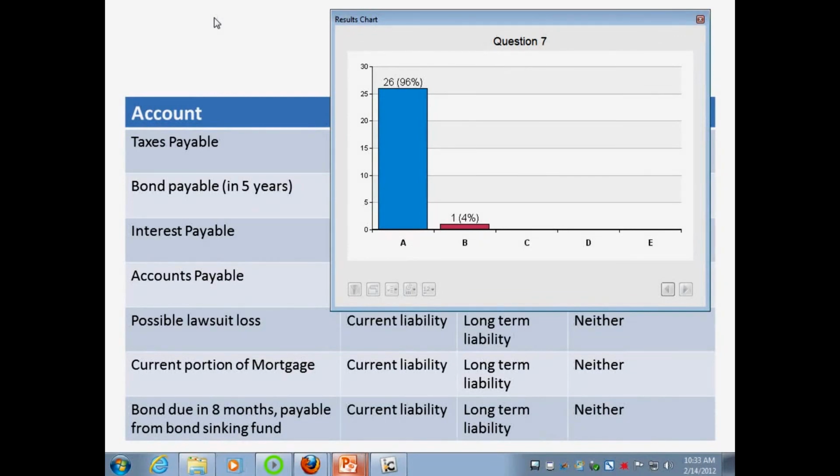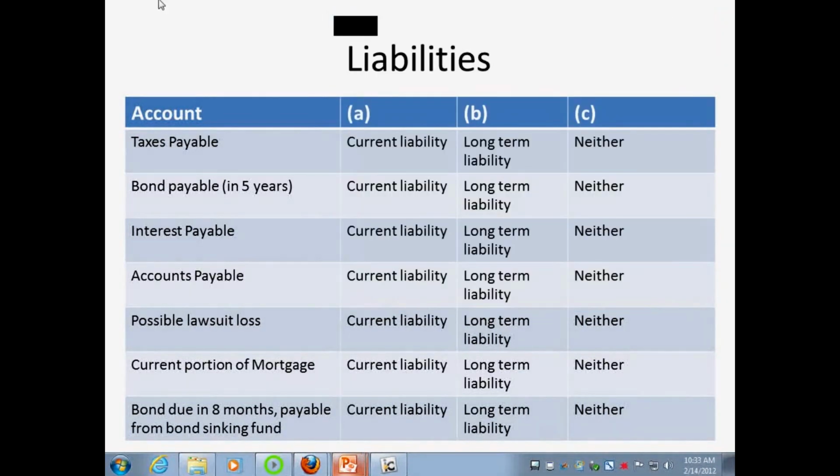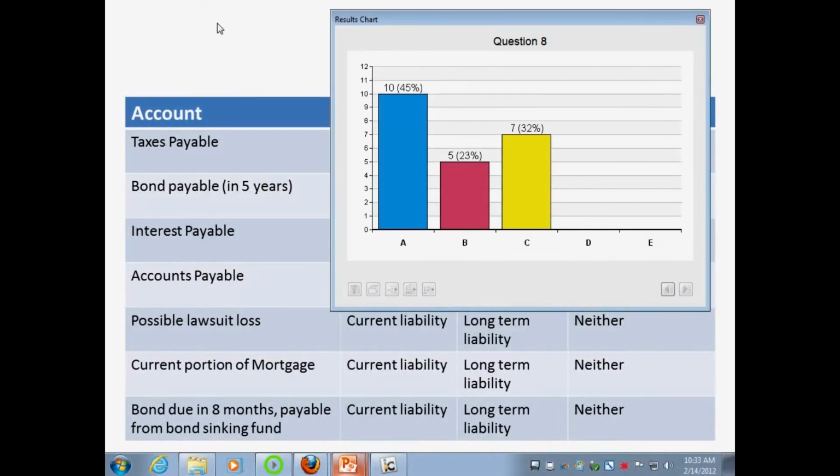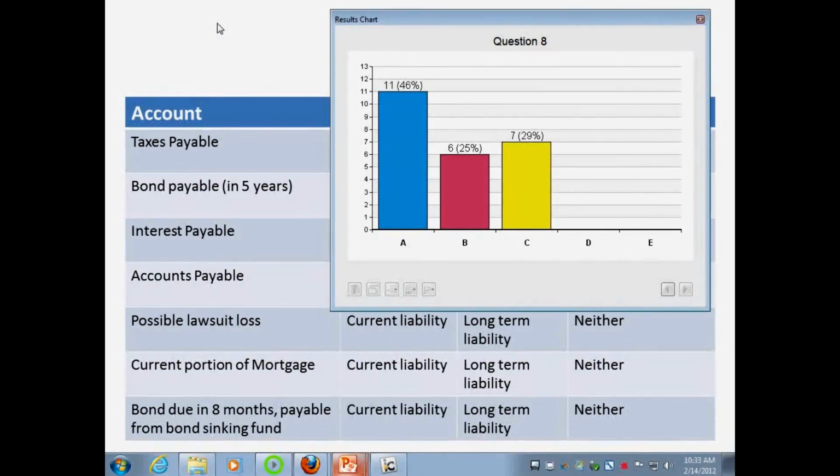Okay, bond due in 8 months, payable from a bond sinking fund. This one's kind of a trick. I'm telling you now, so you can change your answers too. Okay, so the problem with this is, I'm glad. Everyone's like, oh, I don't know what it is. Okay, it is still a liability.